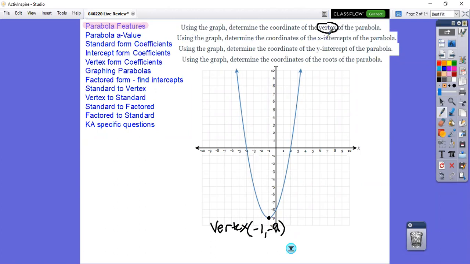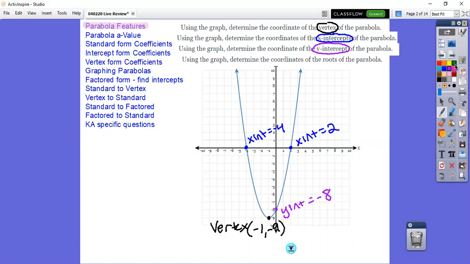Using the graph, determine the coordinates of the x-intercepts. So if you see the x-intercepts of the parabola, we're looking at the x-axis, which is our horizontal axis here, and where the parabola intercepts it. So we've got one here, so we have an x-intercept of -4, and we have one here, which gives us an x-intercept of 2. Also a y-intercept, so the last question was about a y-intercept of the parabola. The y-axis is the vertical axis. Where does it intercept it? It's at -8. So my y-intercept in this case is at -8.